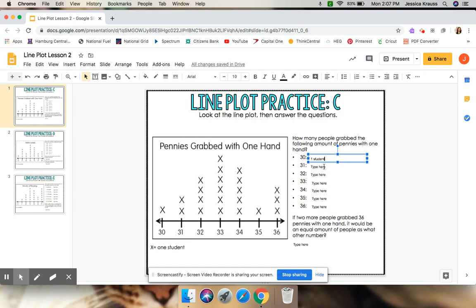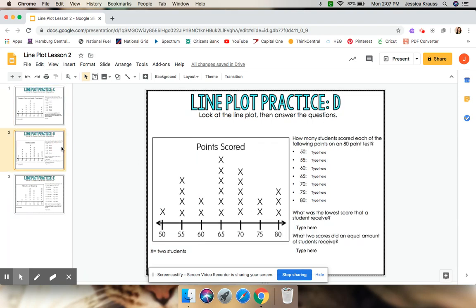All right. Now, let's take a look at the last one, 36. I'm going to find 36 on my line plot, and I'm going to count above 36. We have 1, 2, 3. 3 students grabbed 36 pennies with one hand. All right. Now I want you to notice that I had a label for both of my answers. So when you go through and you finish 31 through 35, make sure you're including that label, which is students.